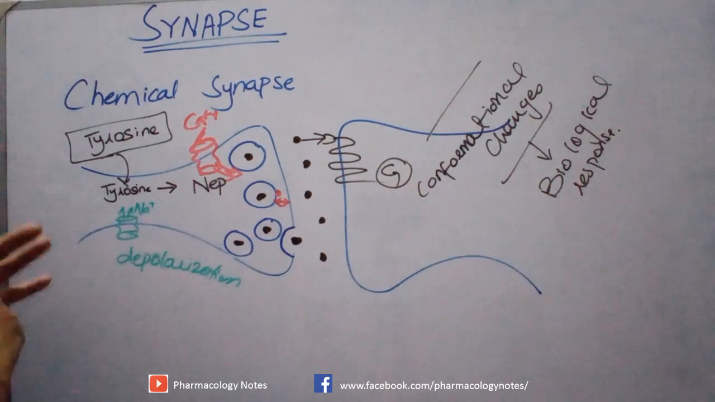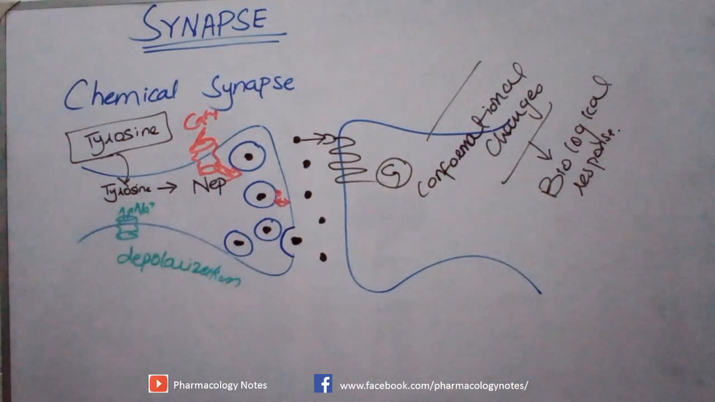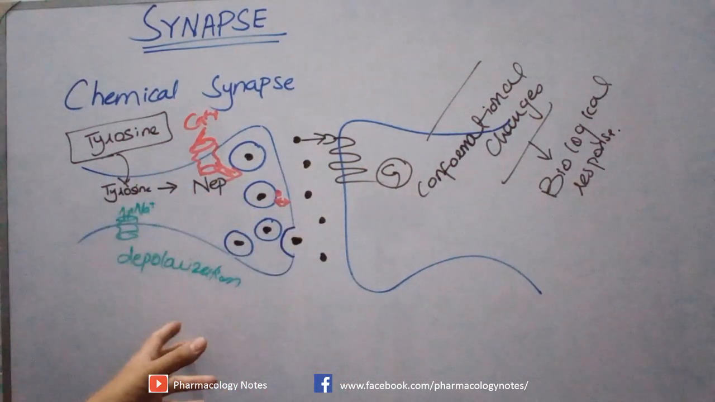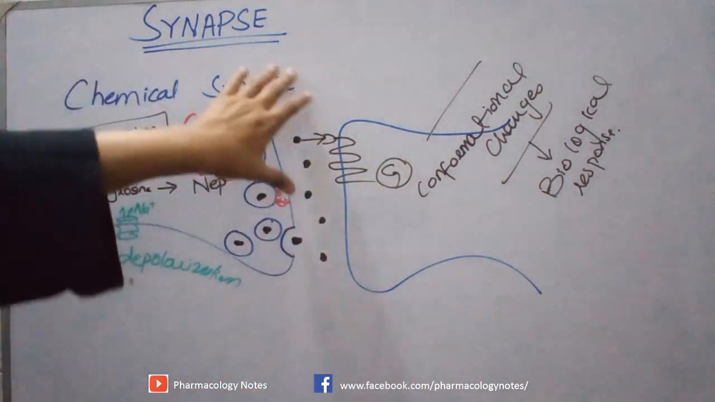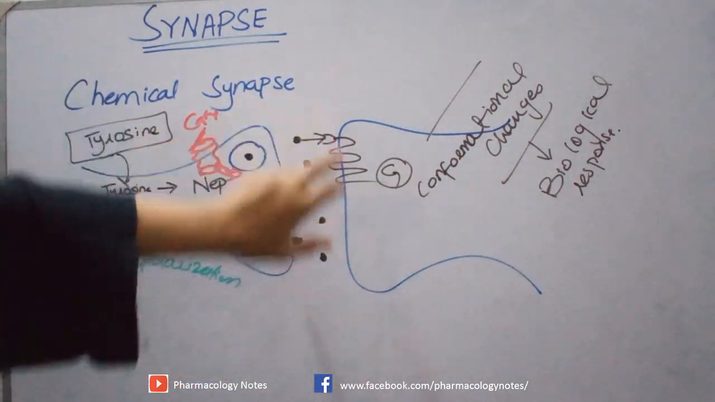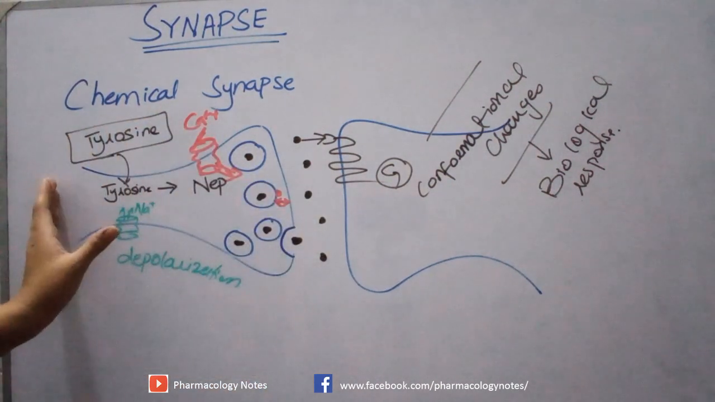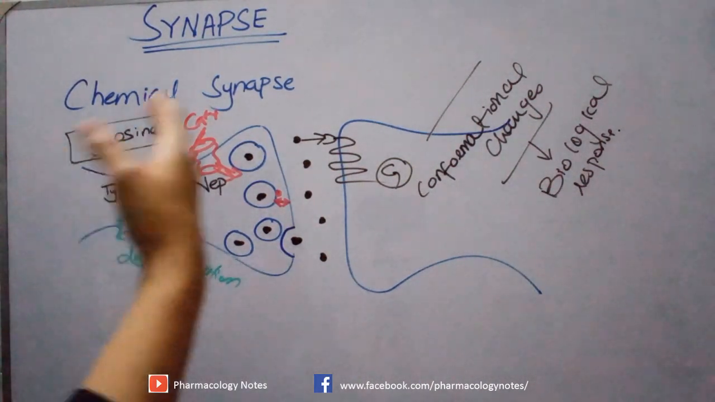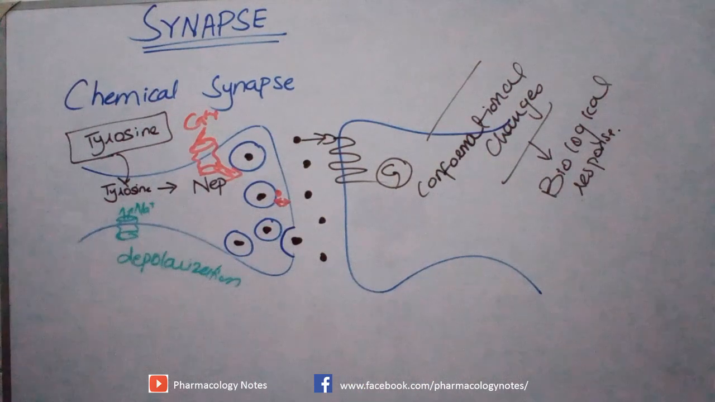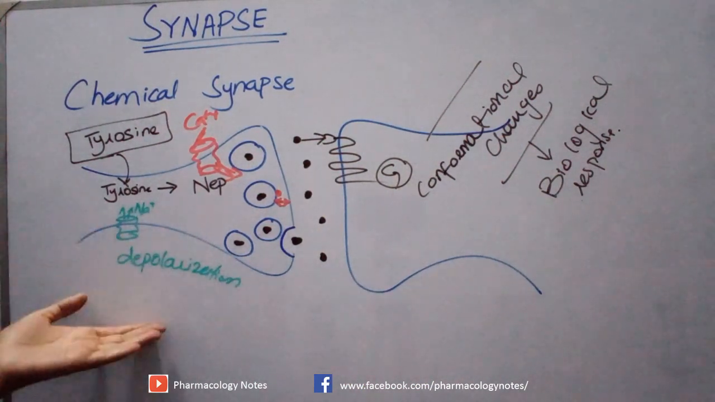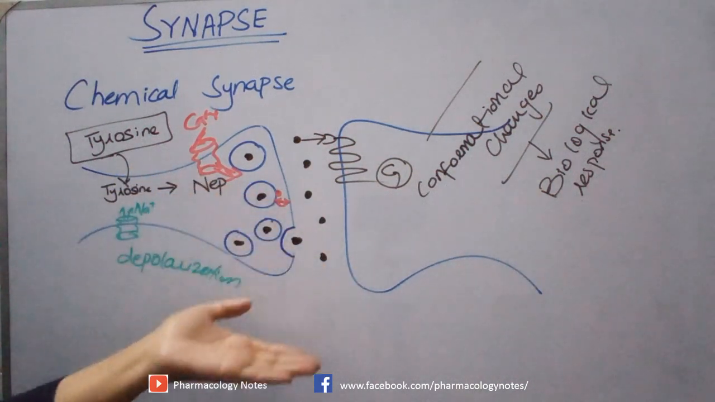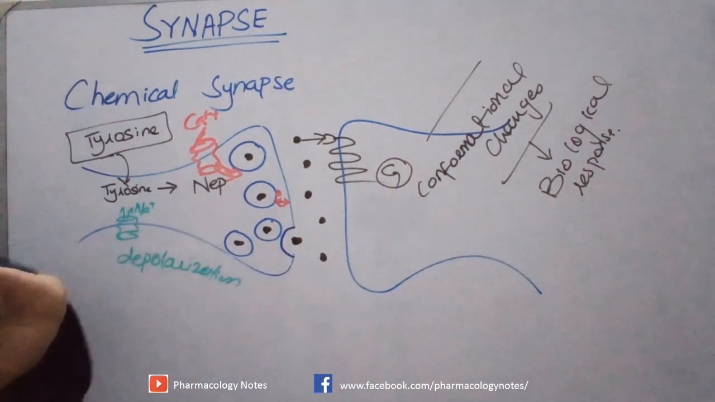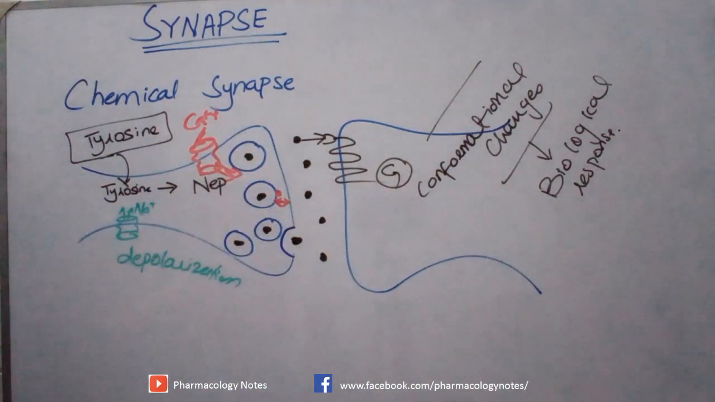So let's revise it. What did we say, what is a synapse? A synapse is an anatomical junction between neurons. When neurons want to communicate and have a gap between them, the gap is termed the synaptic cleft. The neuron before the synaptic cleft is termed the presynaptic neuron, and the neuron after the cleft is termed the postsynaptic neuron. If the information, message or communication from the presynaptic neuron to the postsynaptic neuron occurs through a chemical, then it is termed a chemical synapse.